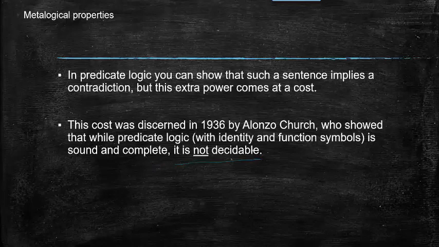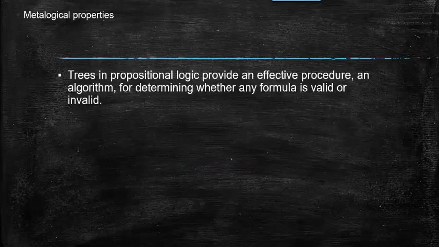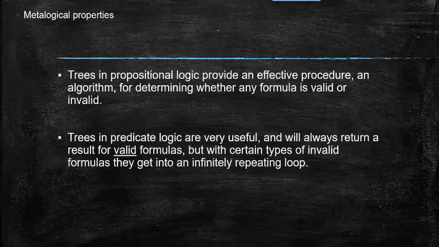And that's something we saw early on when we extended our truth tree system to predicate logic. So to review what we saw, trees in propositional logic provide an effective procedure and algorithm for determining whether any formula is valid or invalid, but trees in predicate logic, though they're very useful and will always return a result for valid formulas, there are certain types of invalid formulas that get them into an infinitely repeating loop.